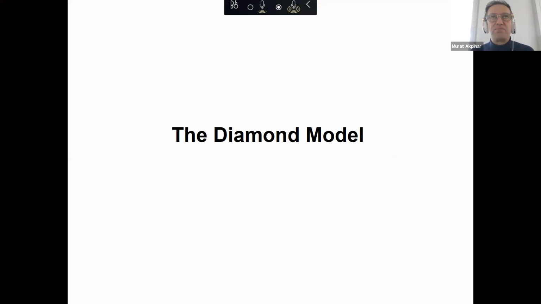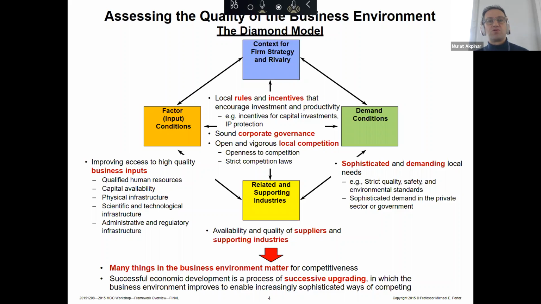So the Diamond Model, as I said, is the model that you will be using in your assignments. So it is quite an important part of our lectures, that you hopefully understand it very well and use it very well. You may read about the model in detail in chapter 6 of your textbook.